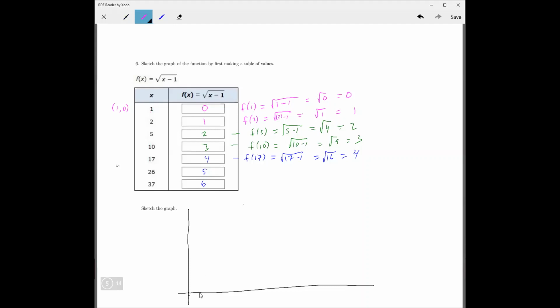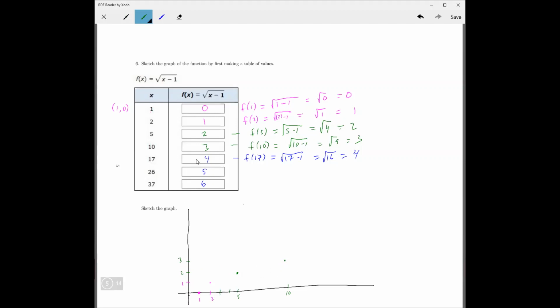1, 0, there we go, 1, 0. 2, 1 would be right there, if that's 1. Okay, then we have 5, 2. So let's see, 3, 4, 5. 5, 2. Right there. So that point, and then that point. And then we have 10, 3. So I'll come out to 10. And that goes up to 3 now.